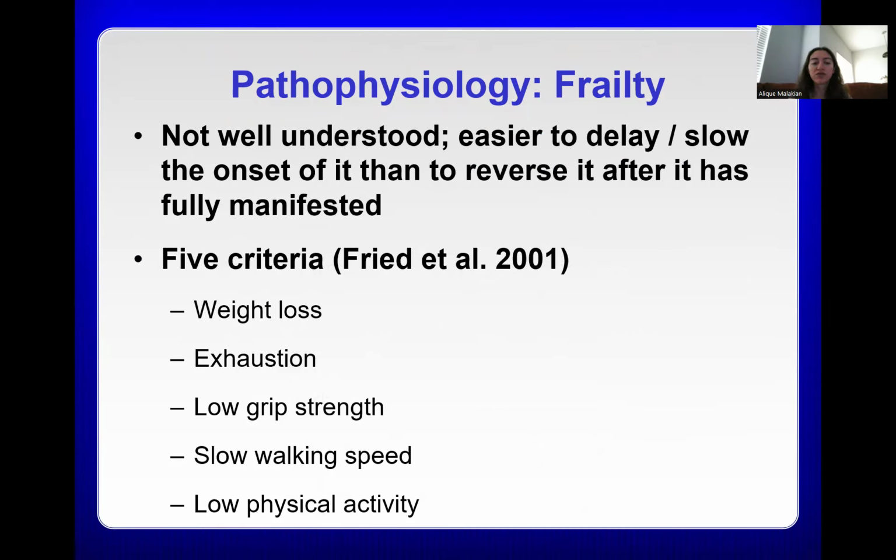And so there's five criteria as defined by Fried and colleagues in 2001. So weight loss, exhaustion, low grip strength, slow walking speed, and low physical activity. So these are the five hallmark criteria that can tell you if someone is approaching frailty or not. And thankfully, all of these can be tested, which we'll talk about shortly.